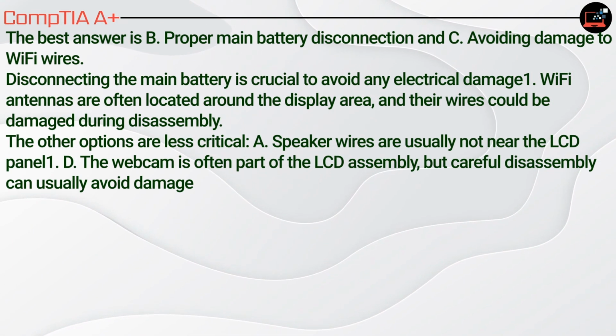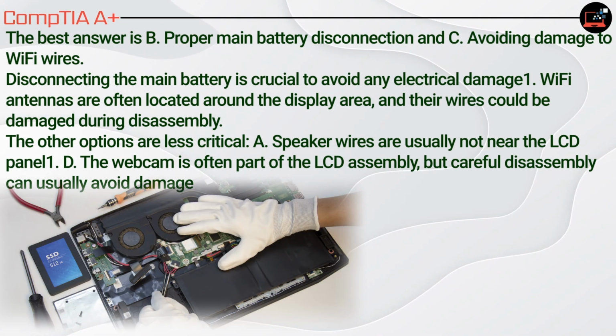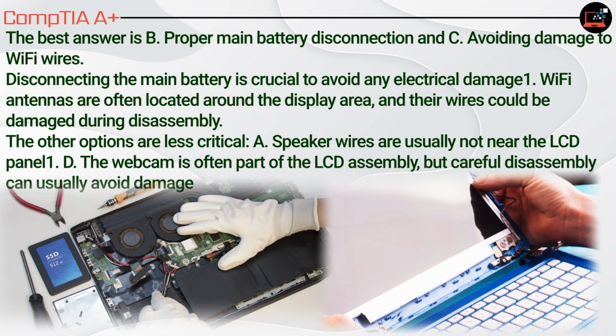The best answers are B. Proper main battery disconnection, and C. Avoiding damage to Wi-Fi wires. Disconnecting the main battery is crucial to avoid any electrical damage. Wi-Fi antennas are often located around the display area, and their wires could be damaged during disassembly. The other options are less critical. A. Speaker wires are usually not near the LCD panel. D. The webcam is often part of the LCD assembly, but careful disassembly can usually avoid damage.